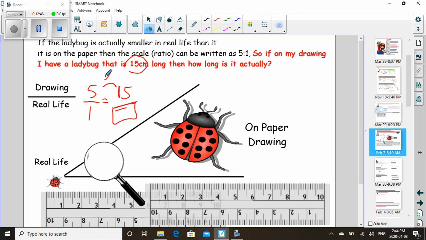5 times what is 15? So 1 times 3 is going to be 3. So therefore, the actual ladybug is 3 centimeters long. That's a pretty large ladybug, actually. Think about it. Well, maybe they're getting bigger these days.